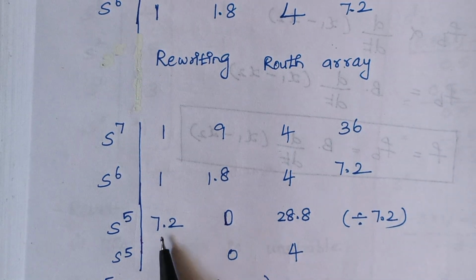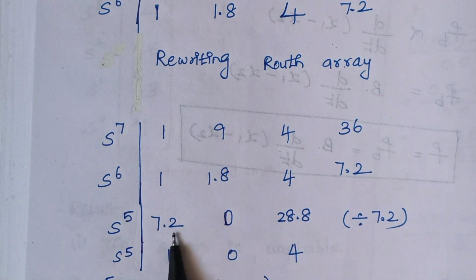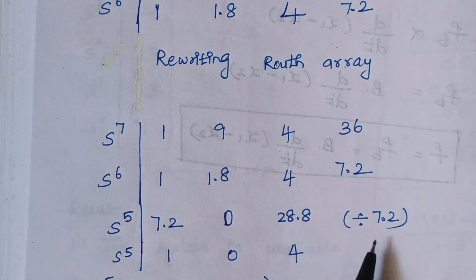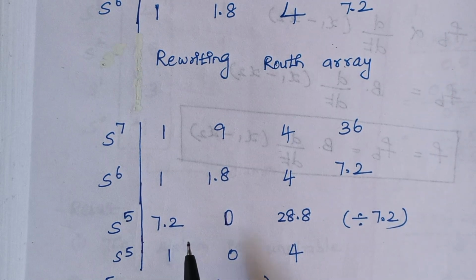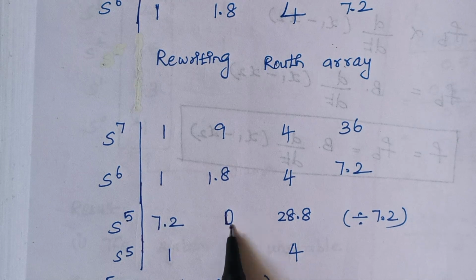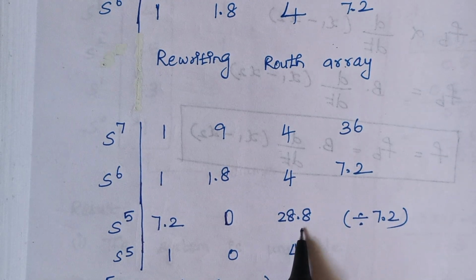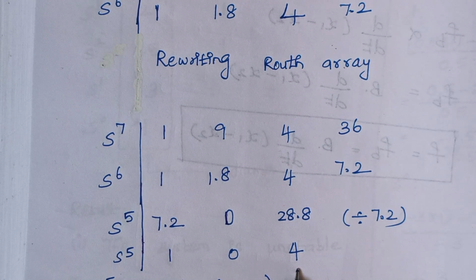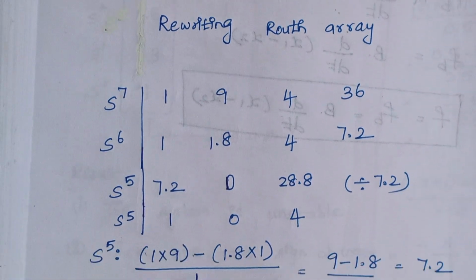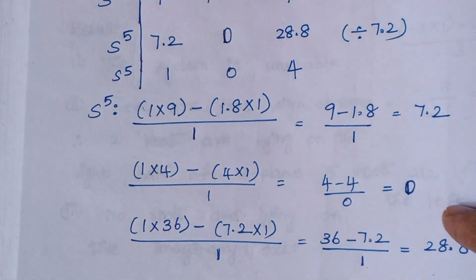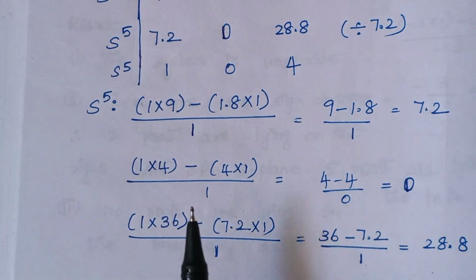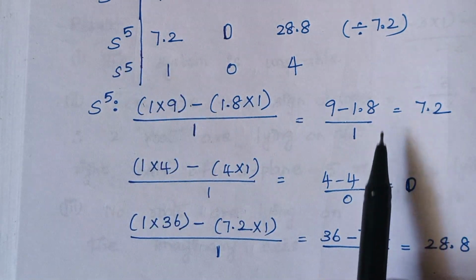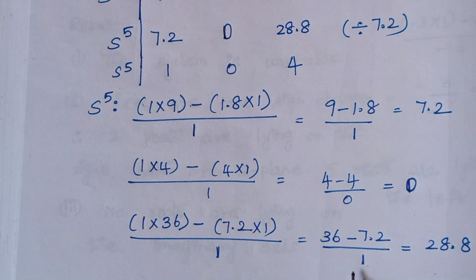Right. Again, in this row you see, we can divide these two numbers by 7.2. So I am dividing it. So 7.2 by 7.2 gives 1, and here 0, and here 28.8 divided by 7.2 gives you 4 as the answer, right? You see the things I have told, I have written here. That's it. Okay, here is the calculation of how to get the values of the s to the power 5 row.